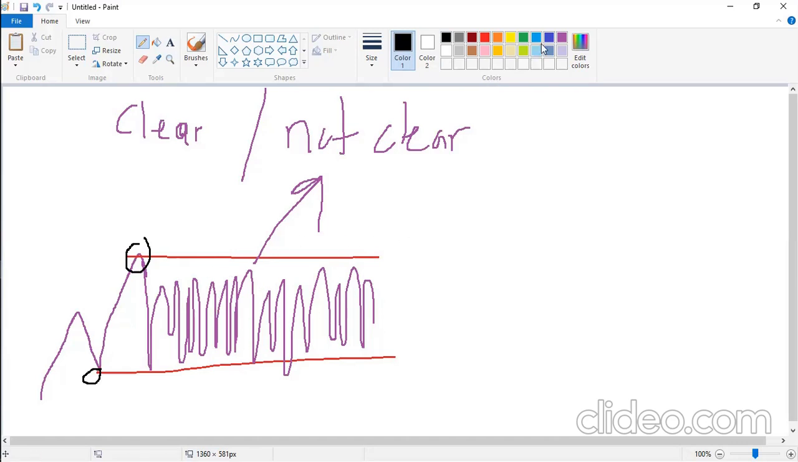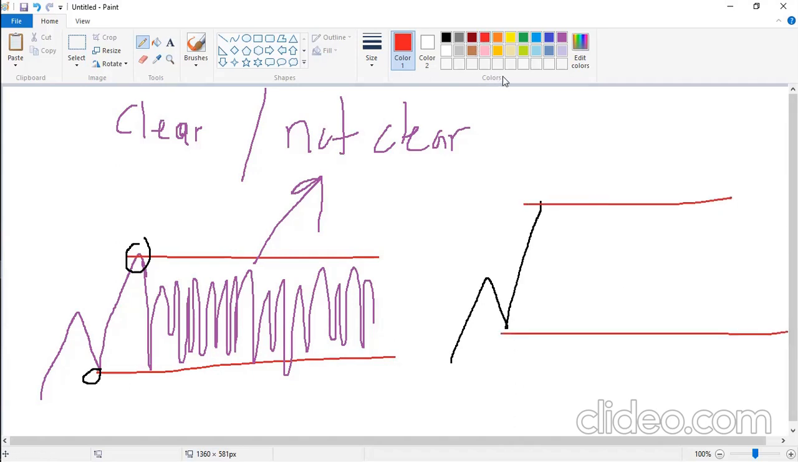Then you have a clear range, a clear range like this. High, low. This applies to a downtrend also. This is the high, this is the low. Now a clear range is like this.